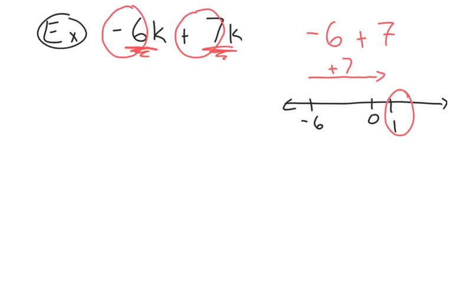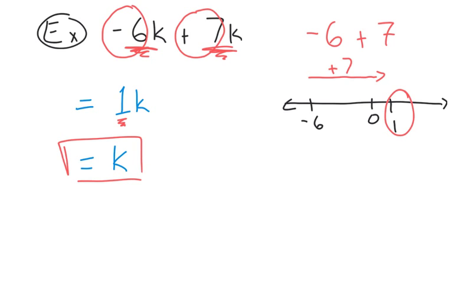Okay? Therefore, your answer over here would be positive 1, and the variable stays the same, k. 1k would be your answer. However, in math, we usually do not like to leave the coefficient of 1 in front of a variable. Therefore, we can remove it, and our answer would just be k. And I'm going to put a box around my final answer.